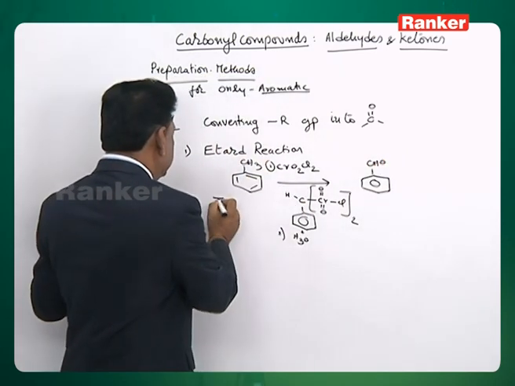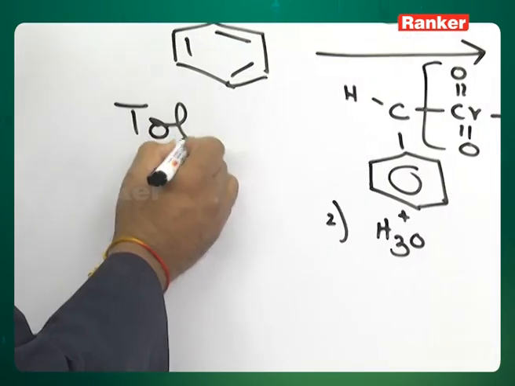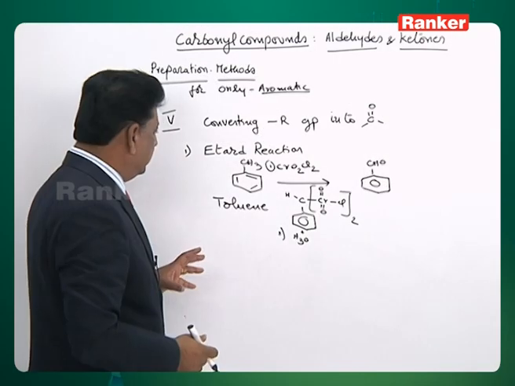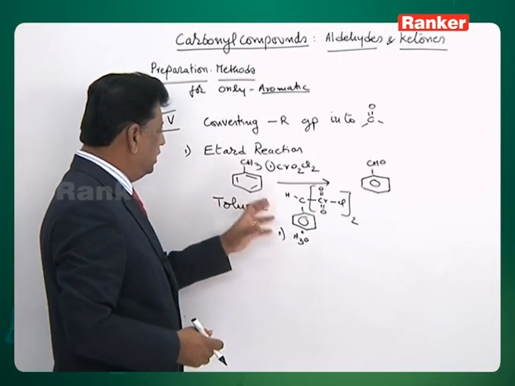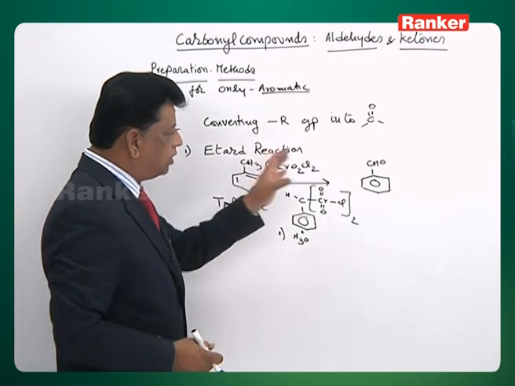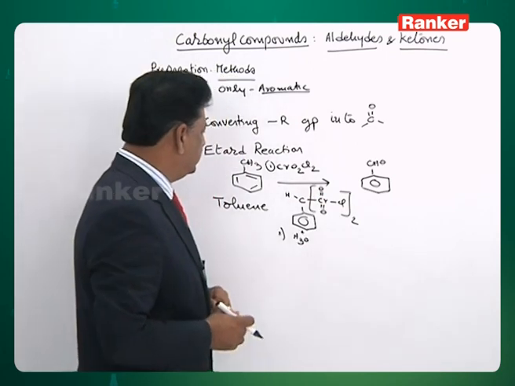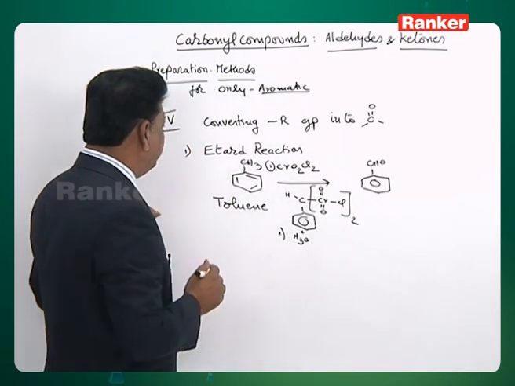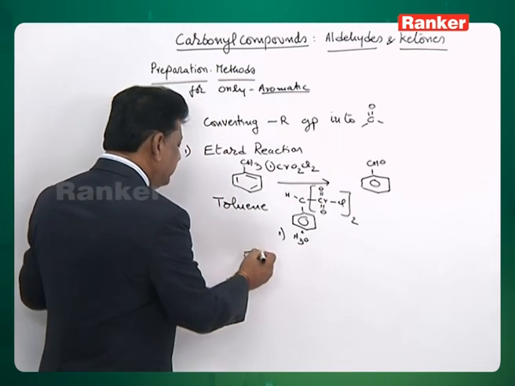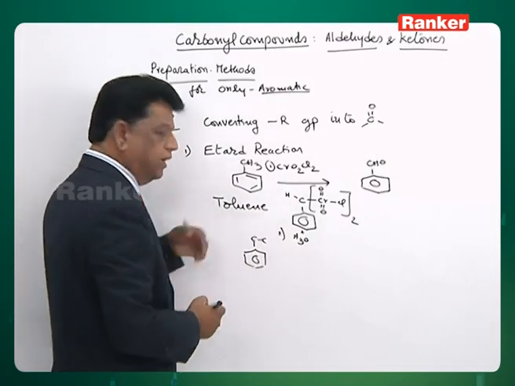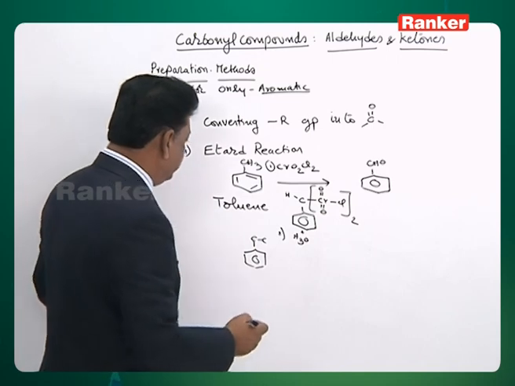Methyl benzene has a common name, toluene. Pronounce it as toluene. It is an oxidation method, the oxidation of methyl benzene. However, under similar conditions, you can take a long chain also, like ethyl benzene and butyl benzene.